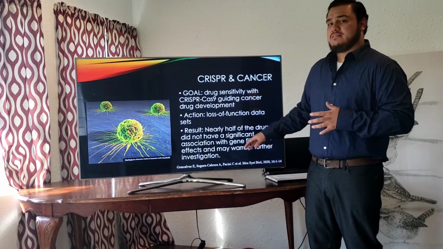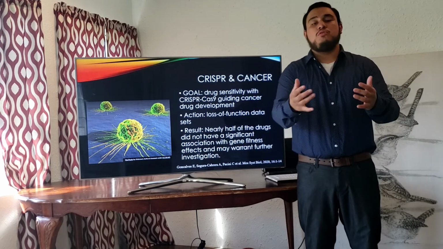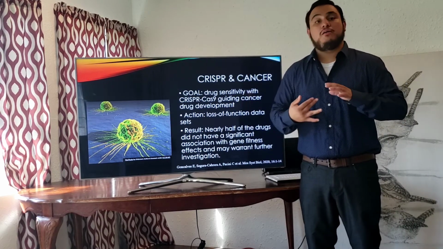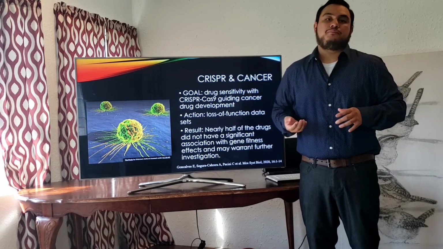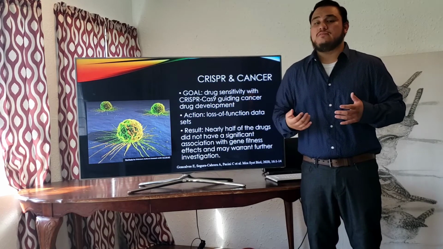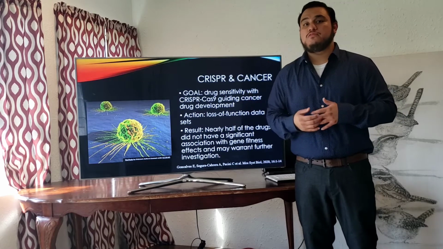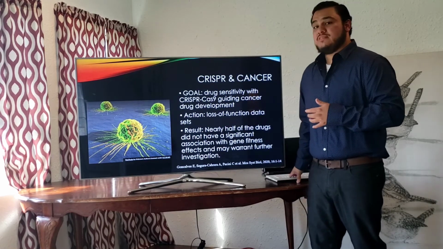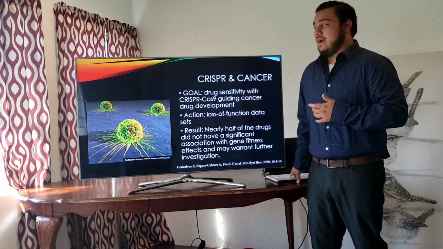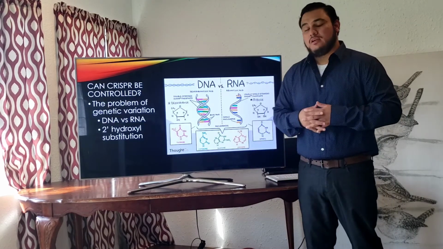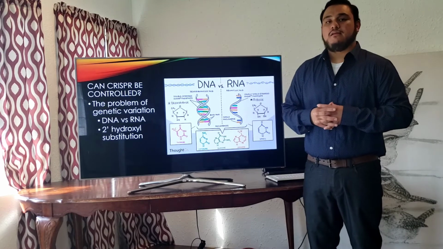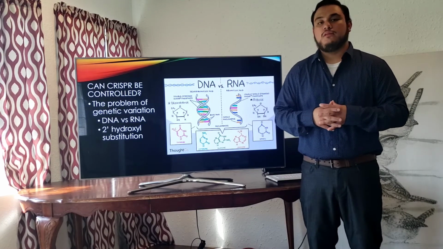Now, the scientists in this study said that perhaps we just don't know enough about cancer cells. We don't know enough about CRISPR. We don't know enough about how medications work. And that's probably the reason. And these are all hypotheses, of course. But perhaps in the future, we'll be able to see more. But this is the first study that I'm presenting to you that actually supports that CRISPR is not as effective as what we think. So the next question that society asks is, can CRISPR be controlled?